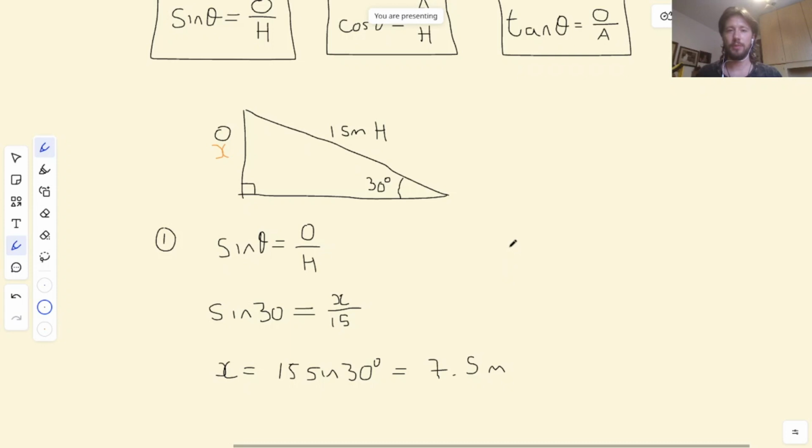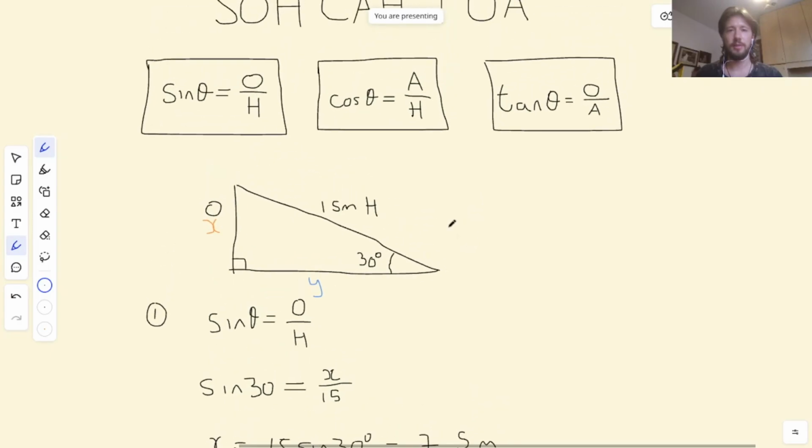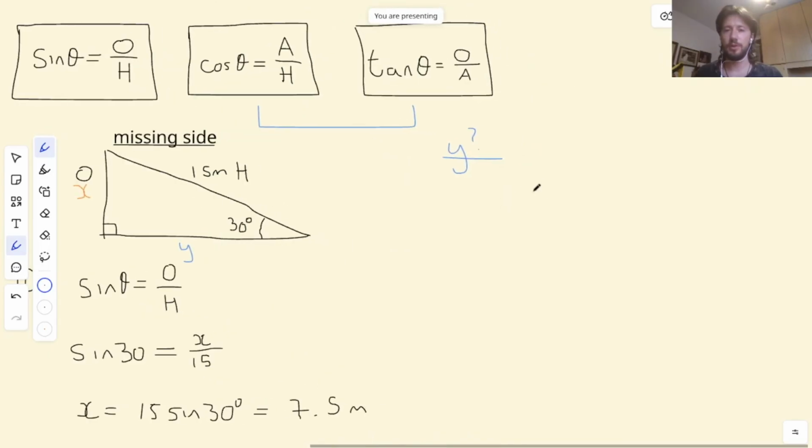Now, if you are happy with that working, you can try, as a challenge to yourself, find y, this side here. You'll have to use one of these two equations. So, did you give it a go?